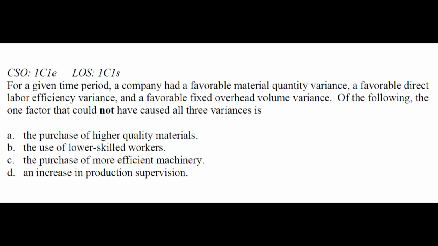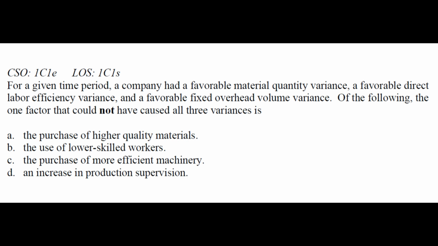Favorable fixed overhead volume variance, FOVV: production exceeded the denominator, budgeted activity level, allowing fixed overhead to be spread over more units. Students should recognize that operational improvements, such as better materials, improved machinery, or stronger supervision, can reduce waste and labor time while increasing production capacity. In contrast, using lower-skilled workers generally reduces productivity, increases material waste, and requires more labor hours, making favorable efficiency variances unlikely. The key idea is to identify which alternative is inconsistent with favorable efficiency and volume performance.